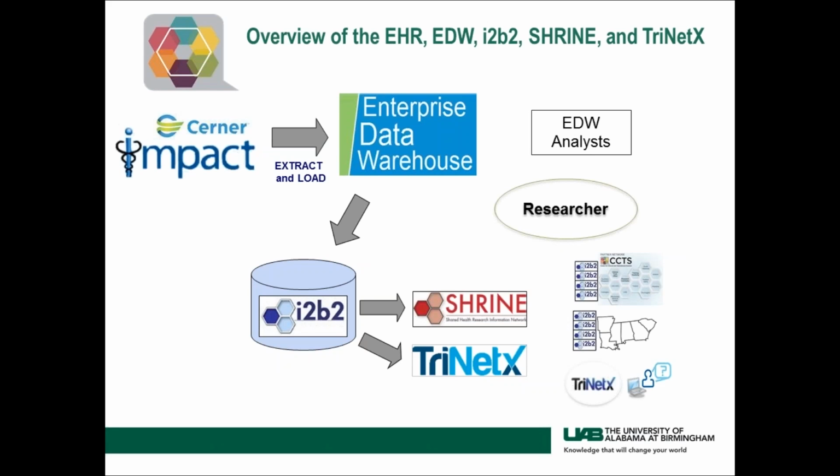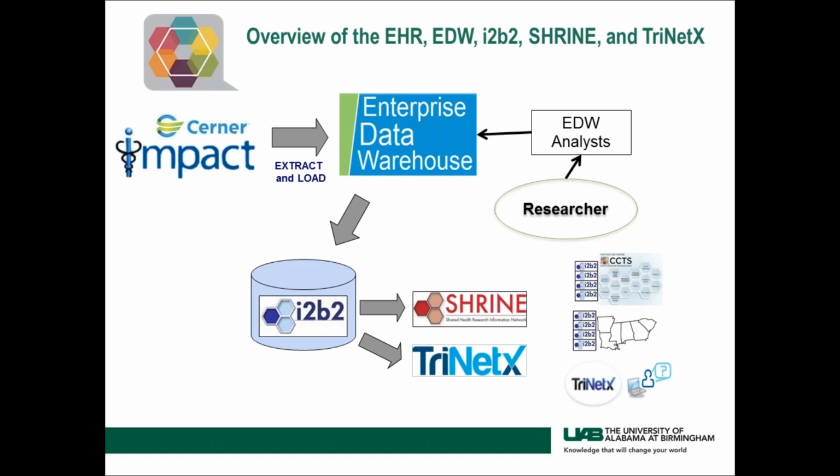So I'll talk a little bit about the overall infrastructure. Cerner Impact is our electronic health record. We load data into our enterprise data warehouse daily. A subset of that information, really some of the core, most understandable, most valuable things to the research enterprise, are loaded to I2b2 regularly, usually bi-weekly, sometimes weekly. And then Trinetics and Shrine are built on top of I2b2 to support multi-institutional collaboration.